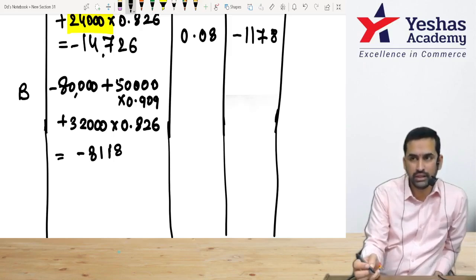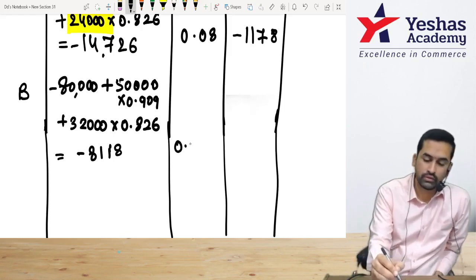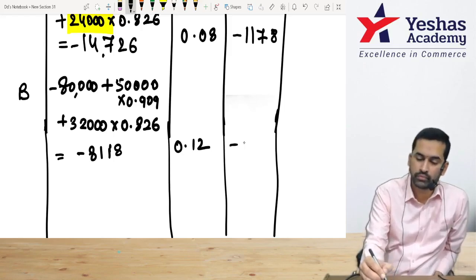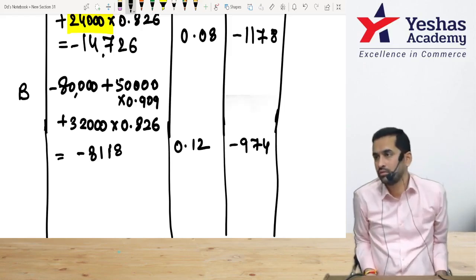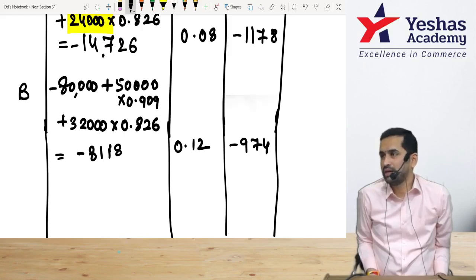And for path B, joint probability 0.12, 974. Guys, initial numbers will be negative because in path A, B, and C, observe you are taking the lowest number in year 1 and the lowest number in year 2. When you are combining the lowest of year 1 with the lowest of year 2, you won't get a big NPV. Big NPV will come later when you take the highest of year 1 and the highest of year 2.